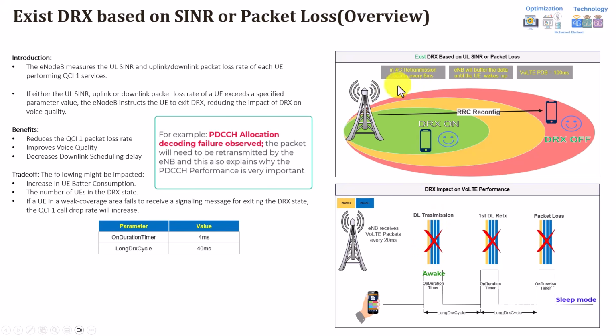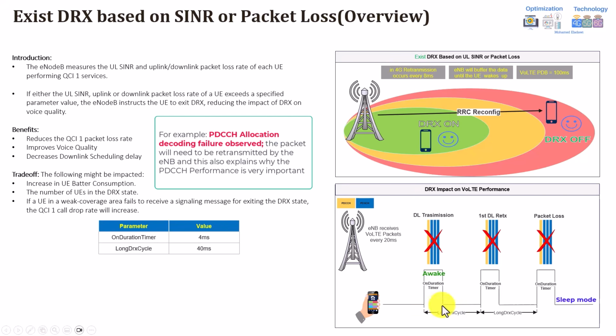So in case this particular packet has failed, it's not being decoded, the eNodeB needs to make the retransmission after 8 milliseconds, right? But this cannot be done, right? Because first of all, we have something again called long DRX cycle, and in this long DRX cycle the user will go into the sleeping mode. It's 40 milliseconds.